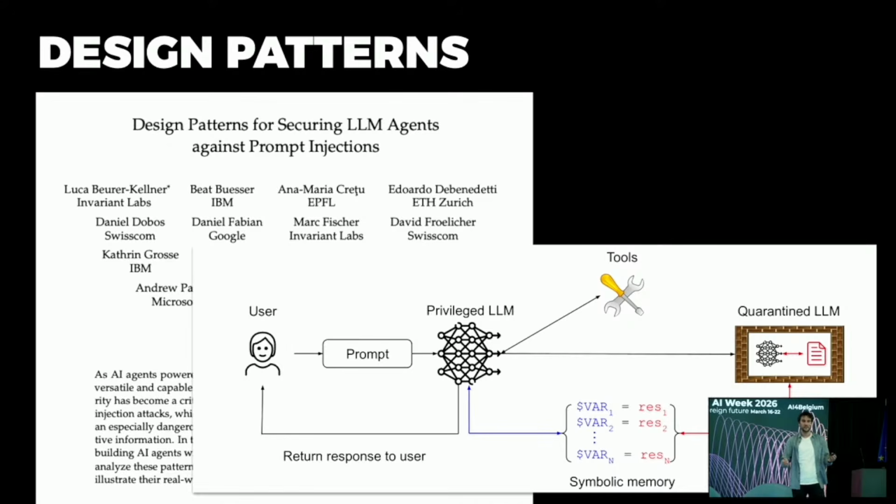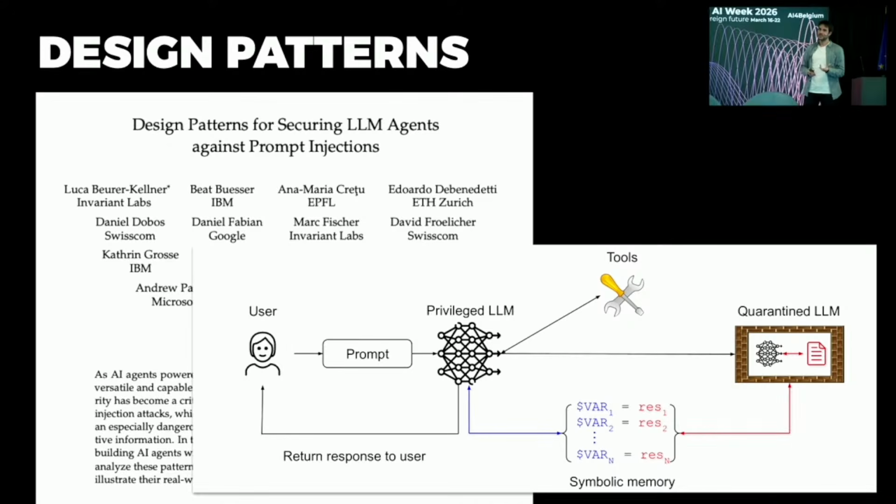What else can we do? There is now a lot of research in secure LLM design patterns. Several papers are coming out on this topic, and they typically have patterns where you have a privileged LLM that sets up a certain plan, and then you have quarantined LLMs that interact with the untrusted data and fill in the variables of the plan of the privileged LLM. It makes the setup a lot more complex.